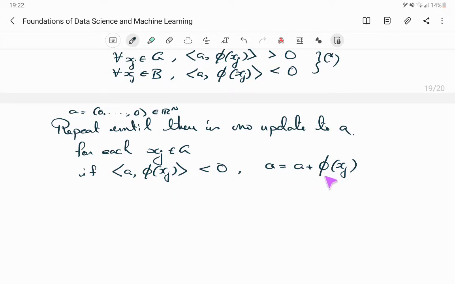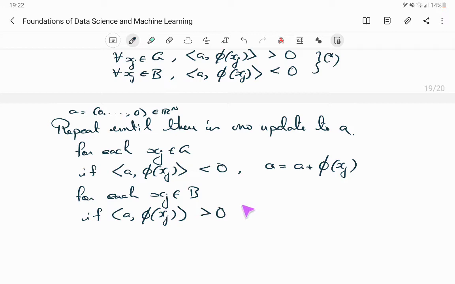Remember, we have to update a with the phi of xj because a is a capital N dimensional vector. And for each xj in the bad set, the condition is also different. You check if a phi of xj is greater than 0 this time. That is when it will violate the star. And in this case, your update rule is also minus. Remember that this is a minus here.